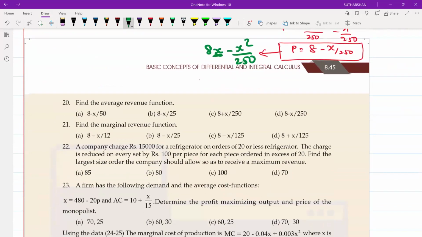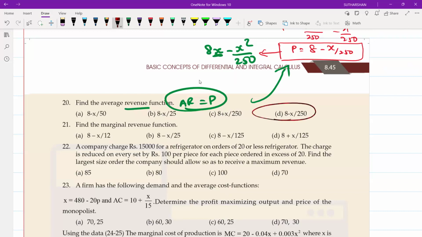Yes, sir. They are asking average revenue function. That's what I tell. What is average revenue? Average revenue is nothing but the price. What is the price which you found? 8 minus x by 250. 8 minus x by 250 is your answer. Option D is your answer.